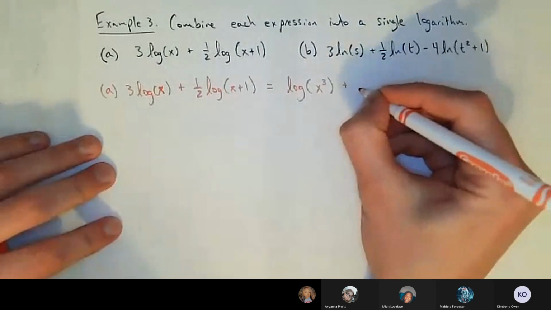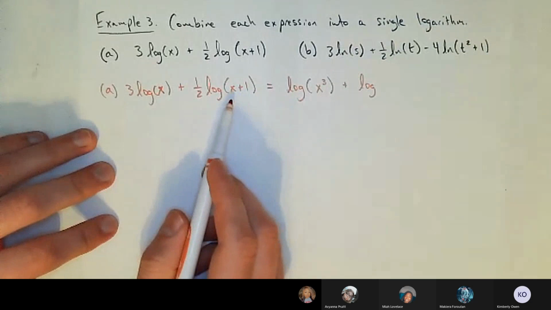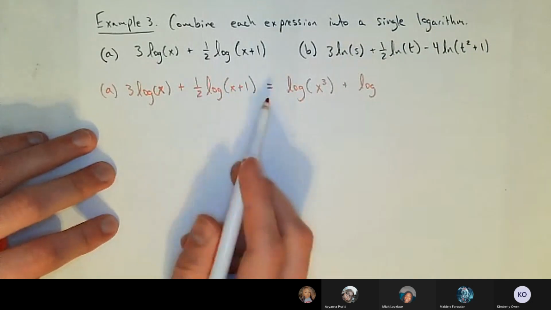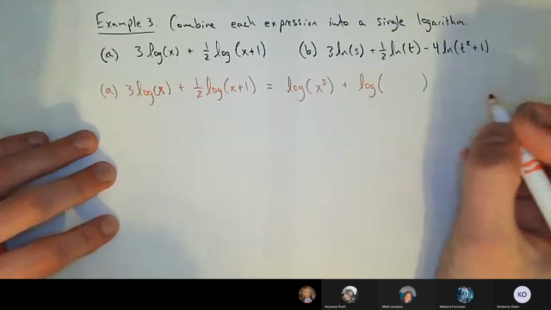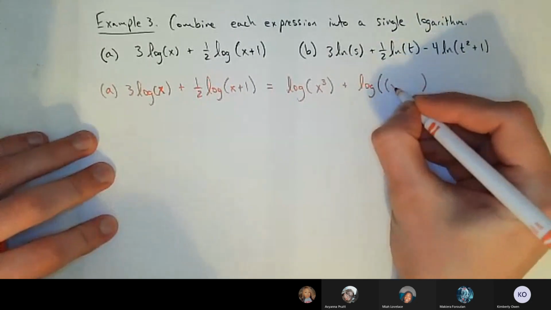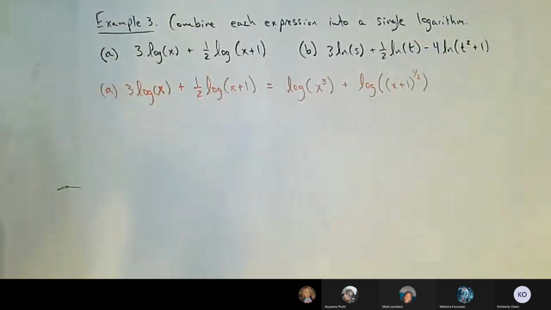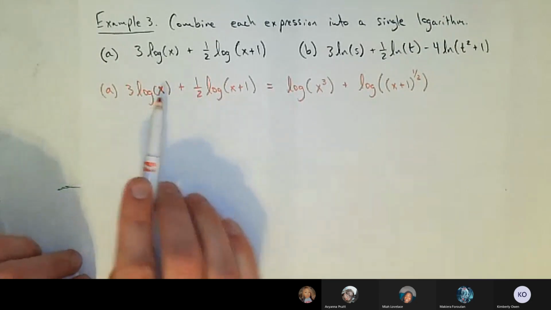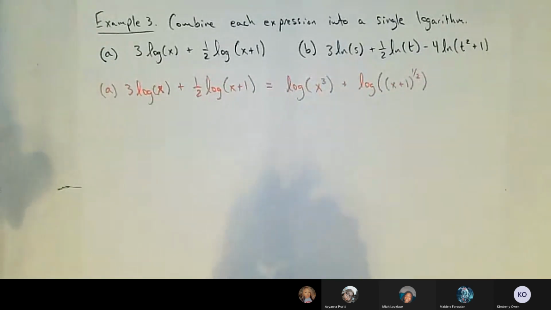And now here I need to be careful because I need to make sure I'm raising the entire input here to the 1/2. When I bring the 1/2 in, I'm going to have my parentheses for the input of my log, and I'm also going to need to wrap x plus 1 in parentheses and raise it to the 1/2. Just making sure that the whole thing inside is raised to the 1/2. That wasn't an issue with the first one because it's just a single term, right? Just put the 3 on it, that's all you need.